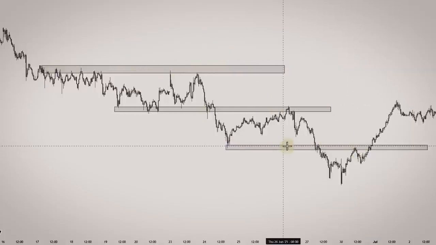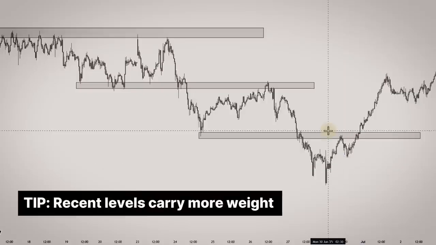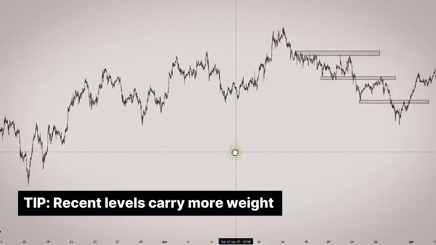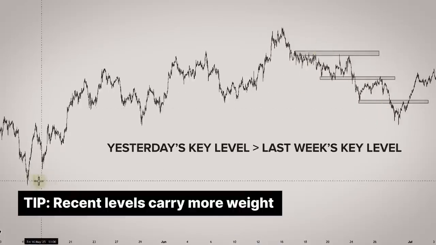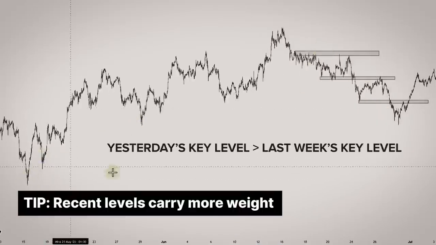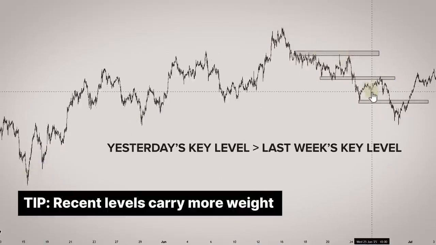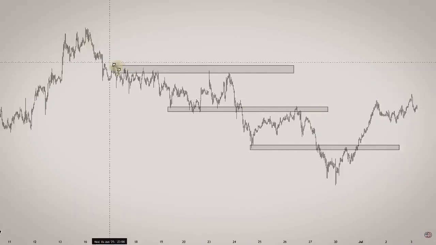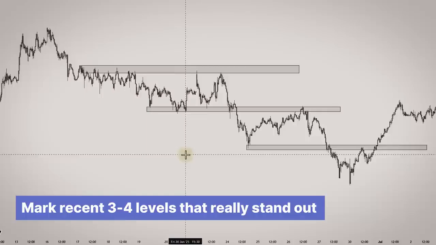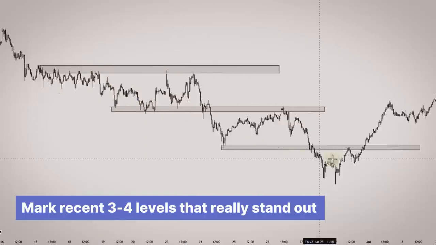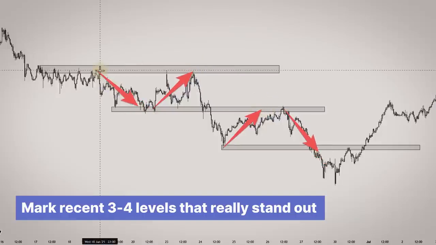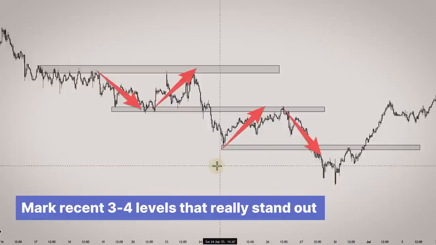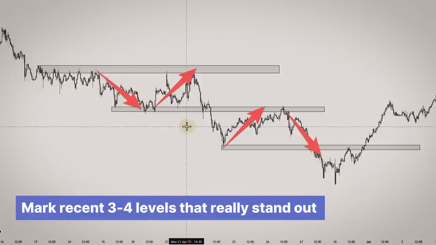And here's a key point about timing. Recent levels carry more weight than ancient history. A level that worked yesterday is more relevant than one from last week. The market has memory, but it's not perfect memory. Don't mark every swing high and low on your chart. Find the most recent 3 or 4 levels that really stand out, the ones where you can see clear rejections. That's how you find levels that actually matter.